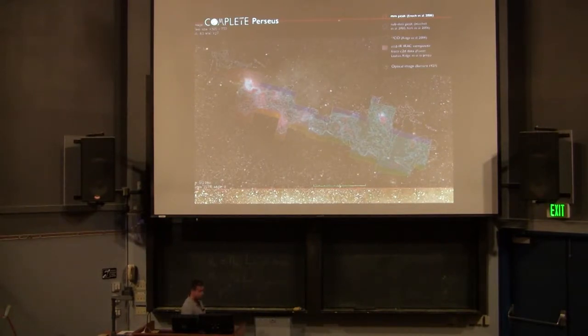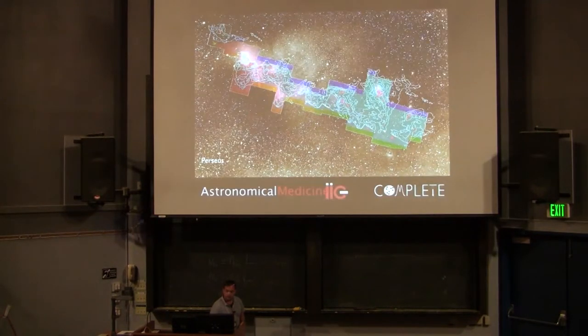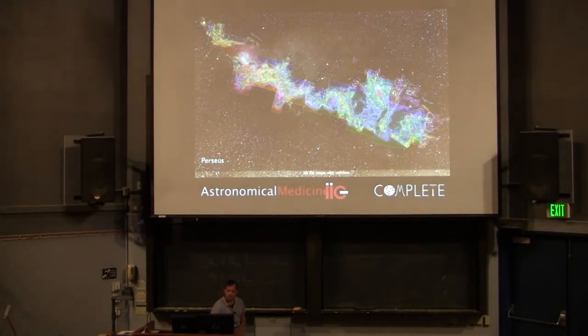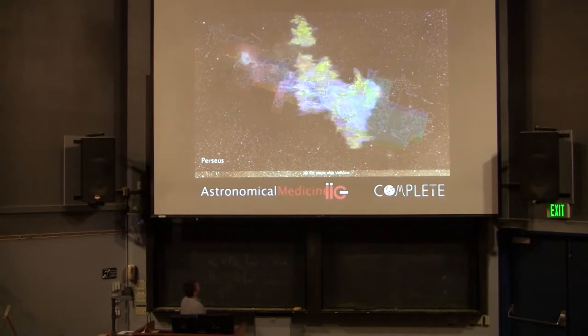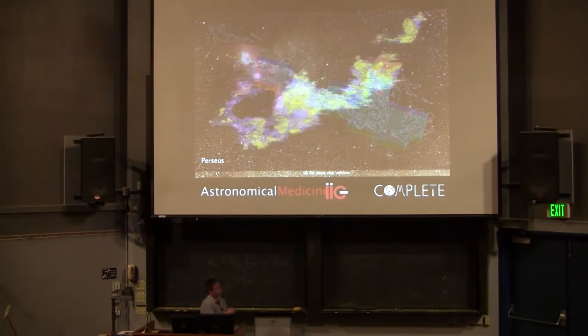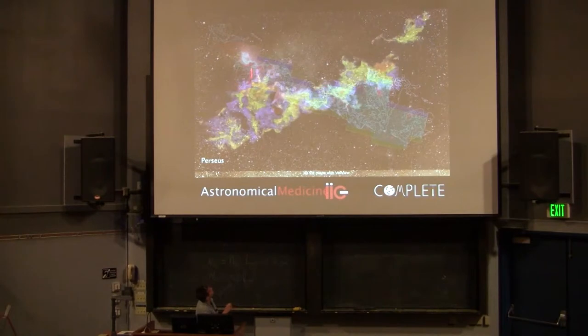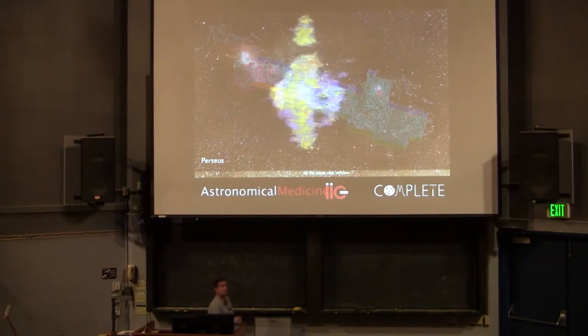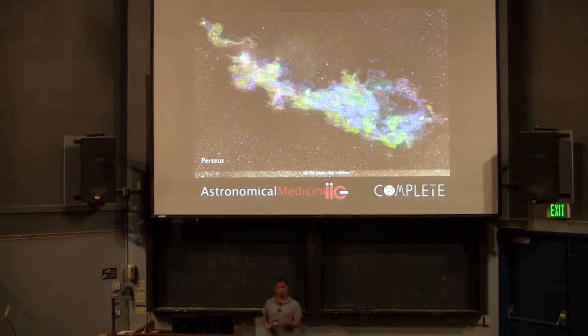Now, as nice as that is, there's another movie here which swirls it around using some medical imaging software, which is quite nice. From the CO data, you get position, and then you get velocity along the line of sight. You get the Doppler shifted CO.